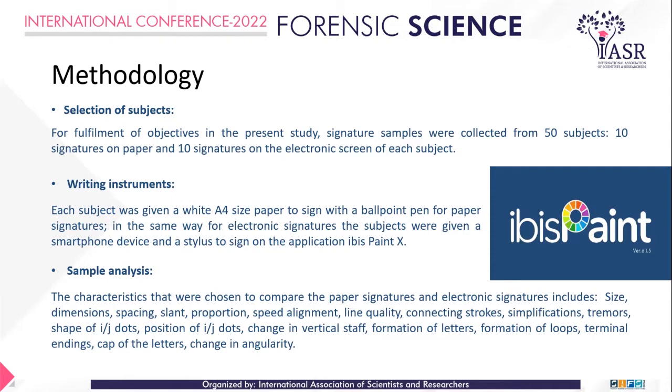For the sample analysis, the characteristics I chose for verification and examination of the paper and electronic signatures are the size and dimensions, including the height and length of the signature, spacing, slant, proportion, speed, alignment, line quality, connecting strokes, simplifications, tremors, shape of i-dots, position of i-dots, change in vertical stroke, formation of letters, loops, terminal endings, cap of letters, and change in angularity of the letters.